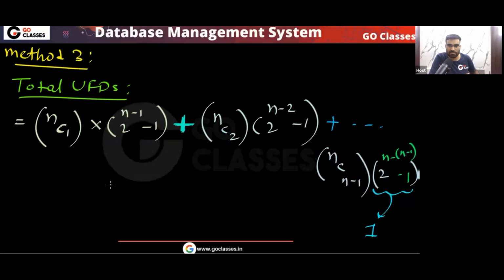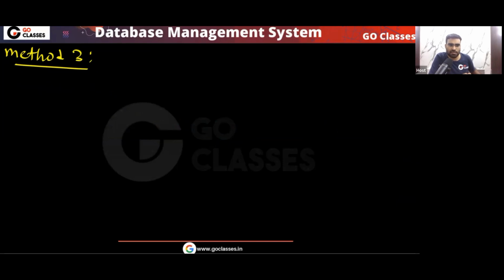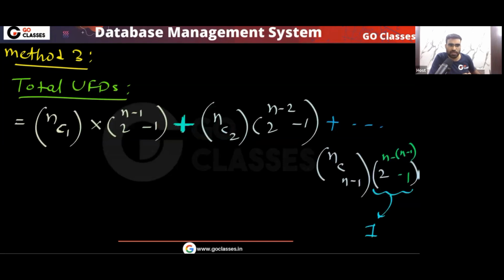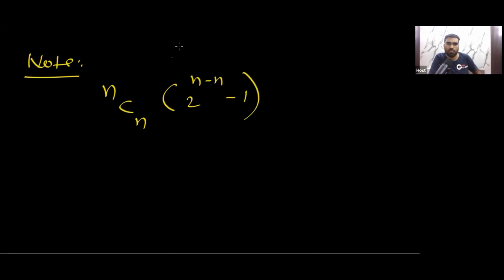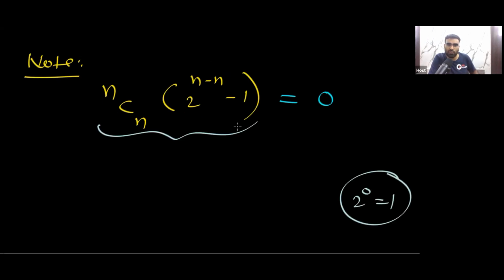Now let's simplify this. But one thing I want to ask you, if I take it till n, what is this value? See, if I put n here, then 2 power n minus n. What is this value? This value actually will become 0, yes or no? Did you notice? Because this will become 2 power 0, which is 1, that you already know. So actually this value will become 0.